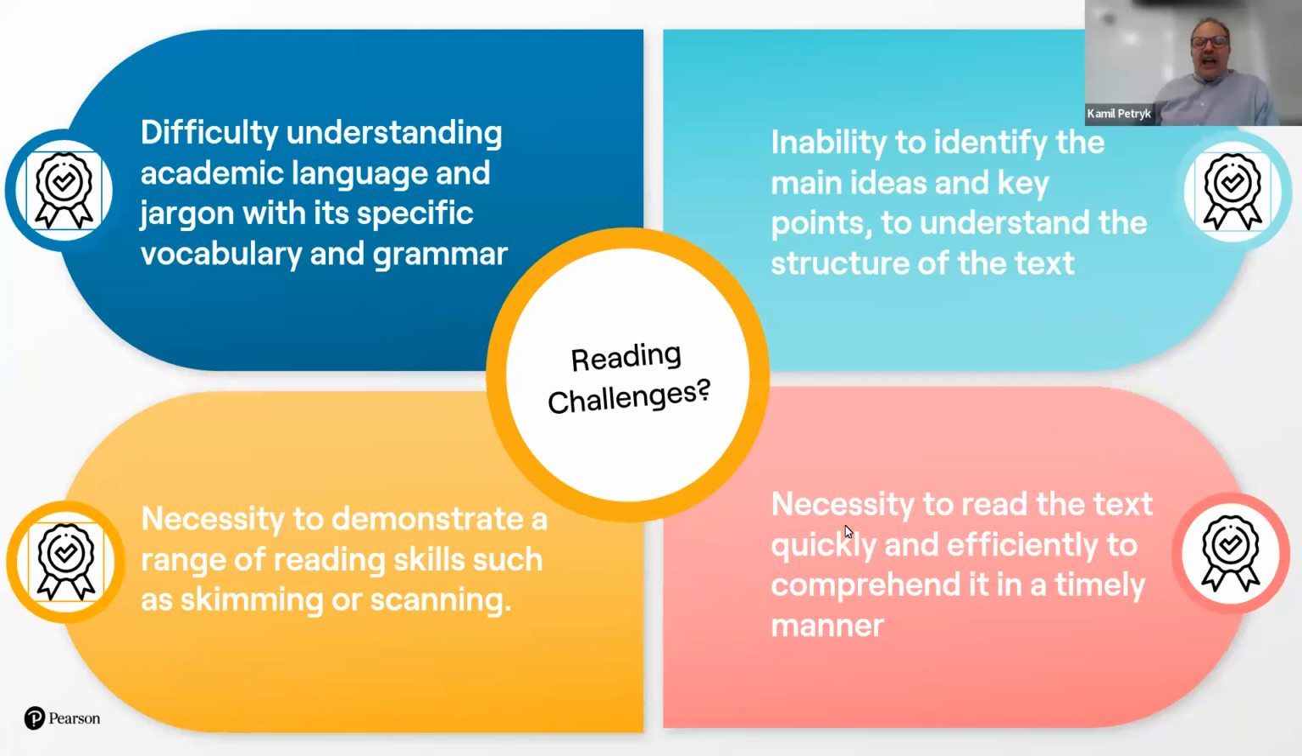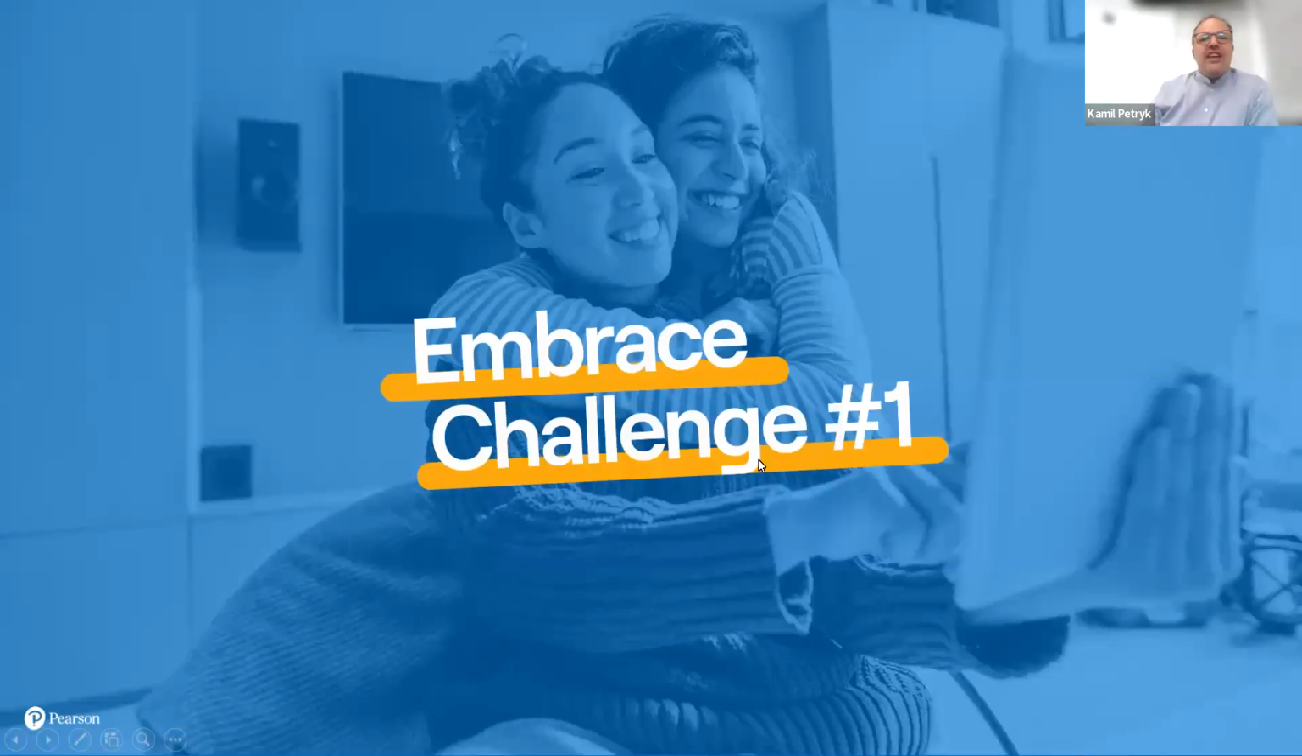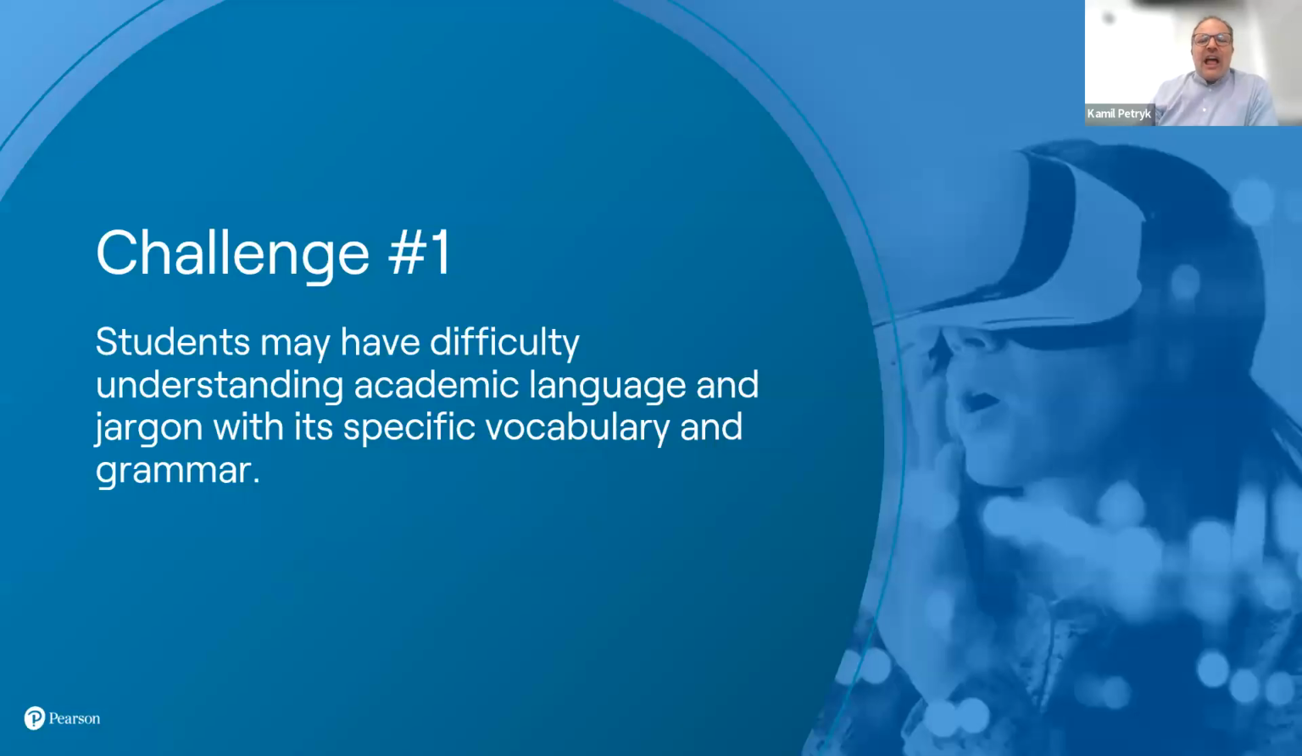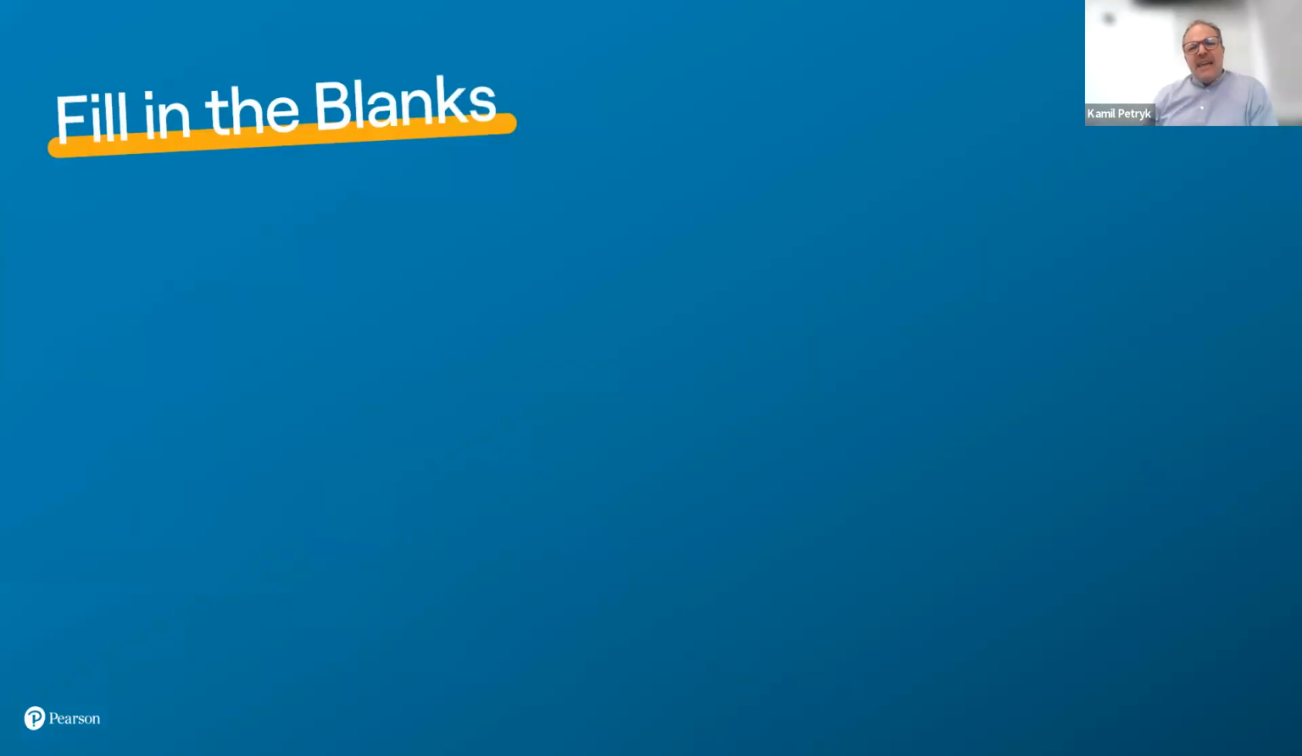So let's have a look at these challenges, and let's look at the first one and how to embrace it. Challenge number one, once again: students may have difficulty understanding academic language and jargon with its specific vocabulary and grammar. When it comes to PTE Academic, this challenge is especially visible in all those fill-in-the-blank activities, where knowledge of grammar, knowledge of jargon, specific grammar structure plays, I would say, the biggest role out of all the tasks that are present in Part 2, Reading, PTE Academic.